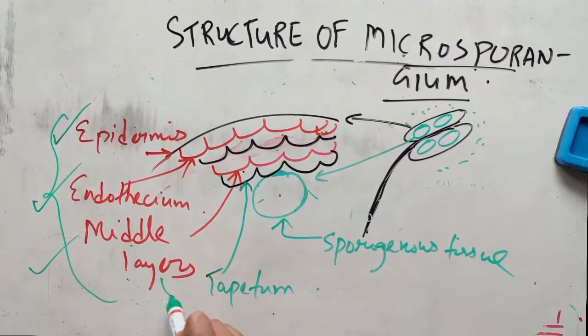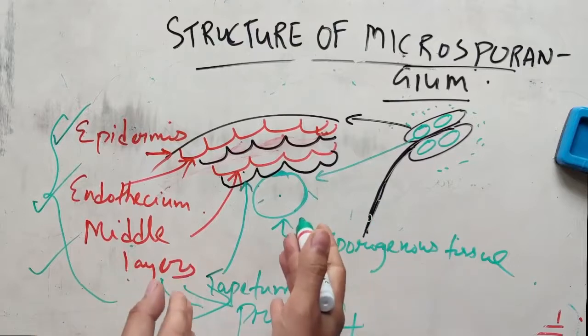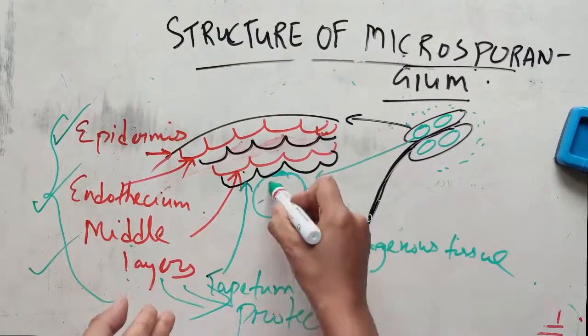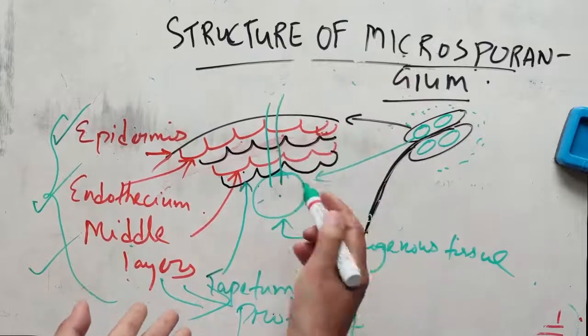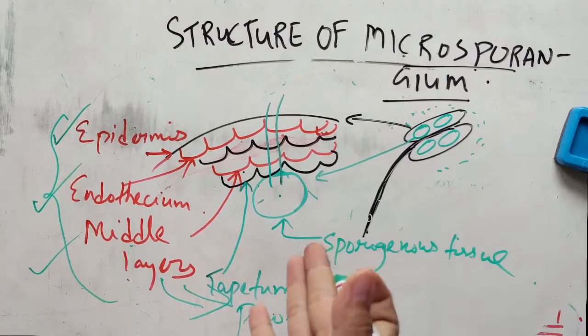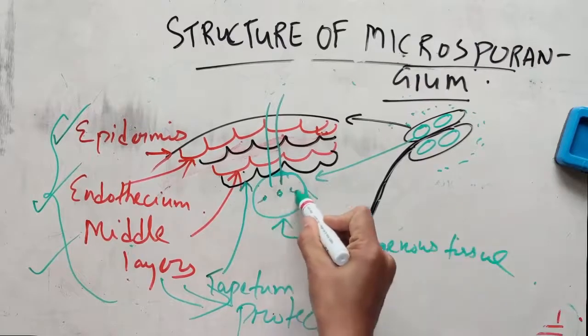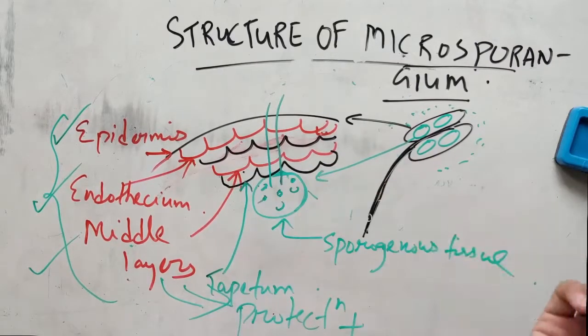What are these 3 functions? For protection, as well as spores, pollen grains, when they become mature they have to come out. If the cells just block you, will they be able to come out of the sporogenous tissue? No. So who gave the passage or the way so that the pollen grains can be released? Those epidermis, endothelium, and middle layers. So that is very important.